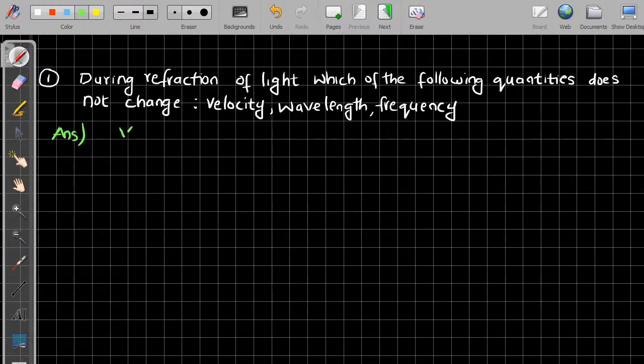Now we know the relationship between velocity, wavelength and frequency. The relationship is velocity is equal to frequency times wavelength. Okay. Now if refraction is happening, then we know light is traveling from one medium to another medium. I will draw a diagram here.